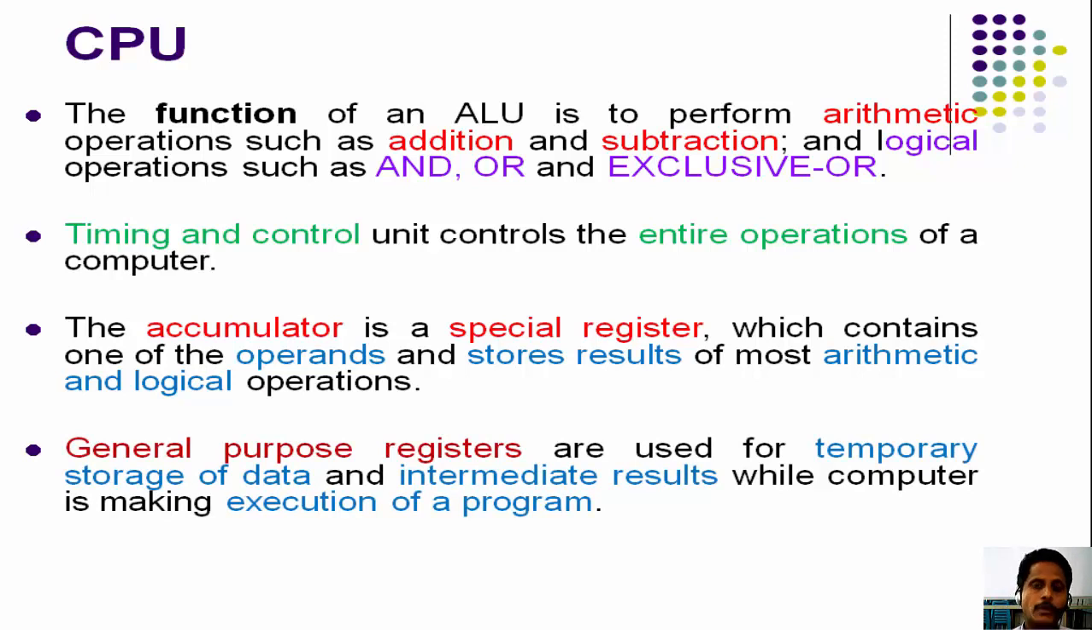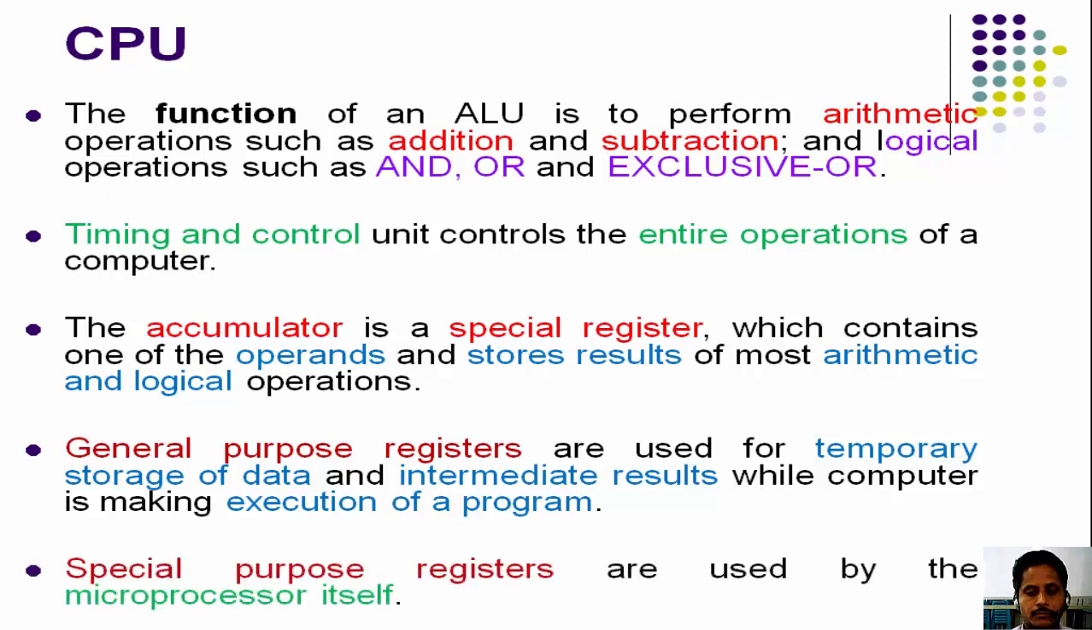Then to hold the data temporarily in the CPU, again you will find the general purpose registers. Special purpose registers are used by the microprocessor itself, and general purpose registers are used by the user to store the data temporarily during the execution of the program.